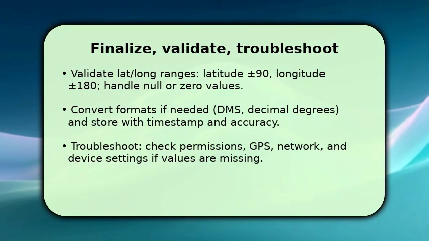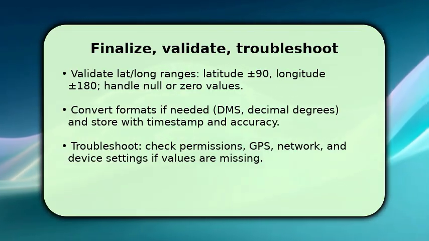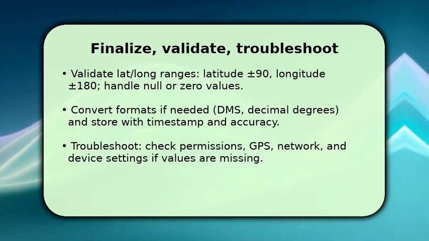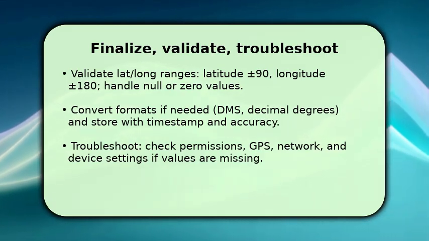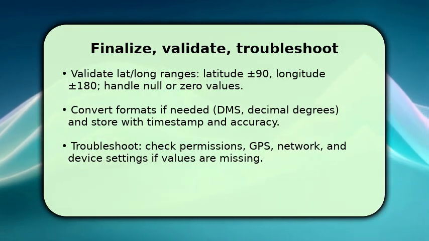Finally, validate and store the coordinates with accuracy and a timestamp so you know how reliable they are. Convert between decimal degrees and DMS only if required by consumers, and ensure latitude stays between -90 and 90 and longitude between -180 and 180.